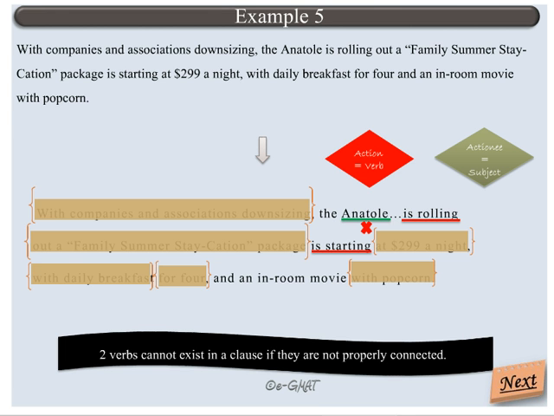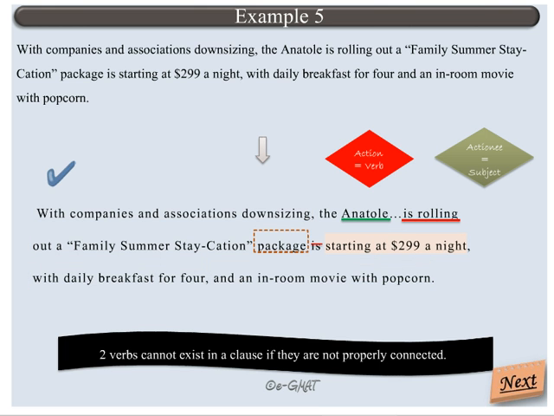Similarly, in the context of this sentence, is starting is meant for the package. That is, the package is starting at $2.99 a night. However, package is in a prepositional phrase and hence cannot be the subject. Thus, is starting should not be a verb and should be reworded by deleting is. Now it is used correctly to modify the word package. Click on the next button to proceed.